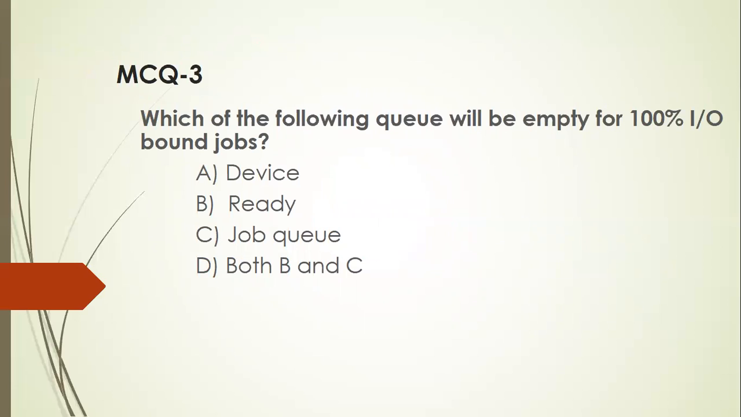Which of the following queues will be empty for a 100% IO bound job? If all the jobs are 100% IO bound jobs, your ready queue will be empty. On the reverse, if all the jobs are CPU bound jobs, your device queue will be empty. The correct answer for 100% IO bound job is the ready queue is empty.